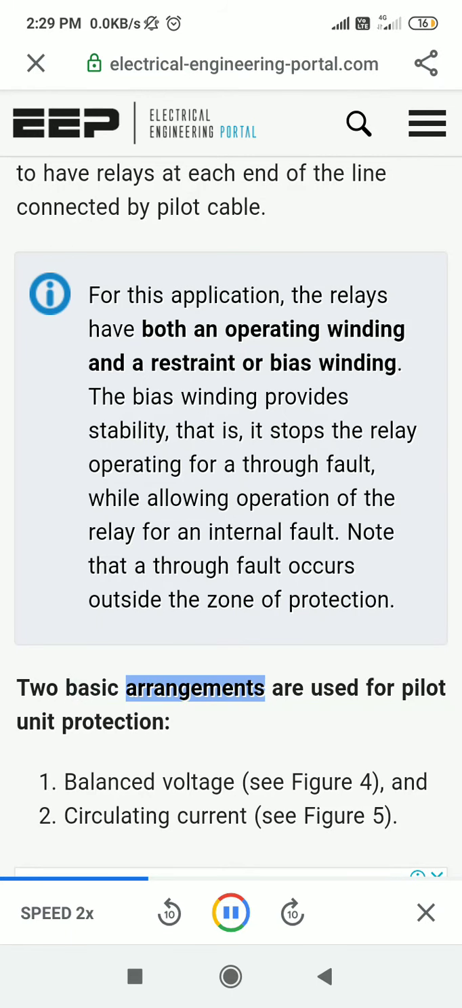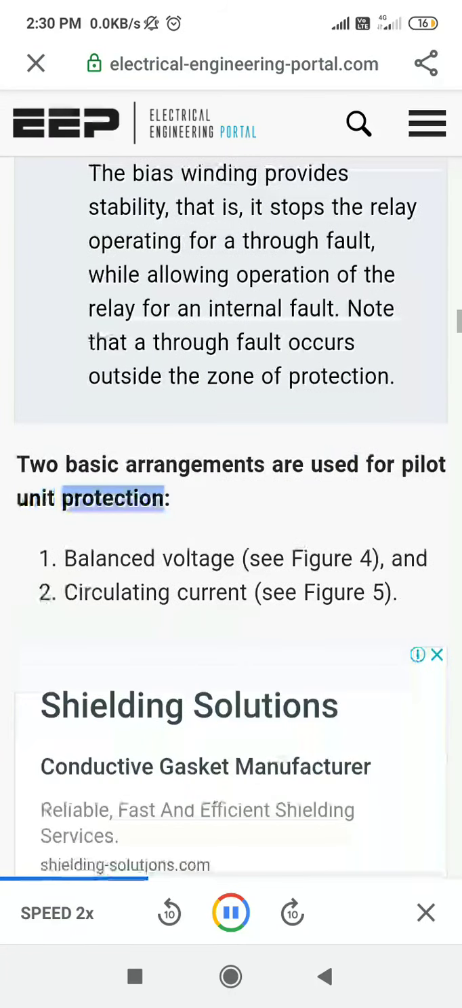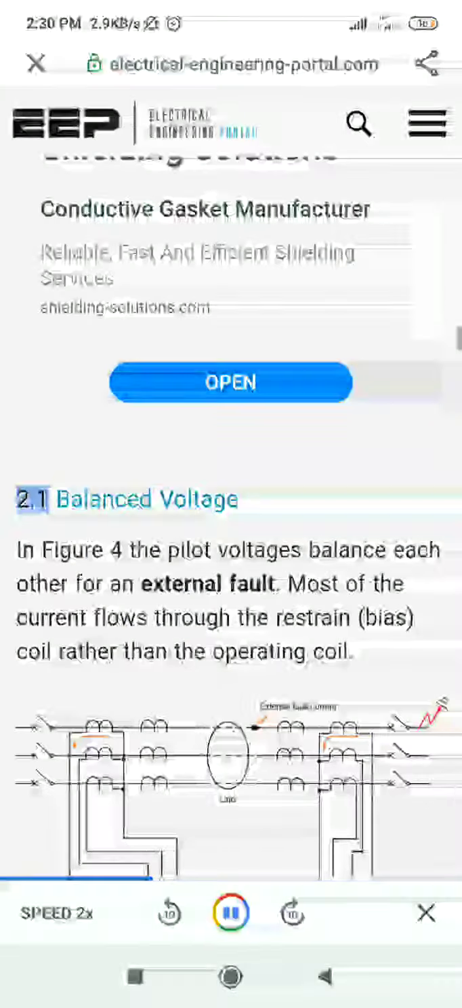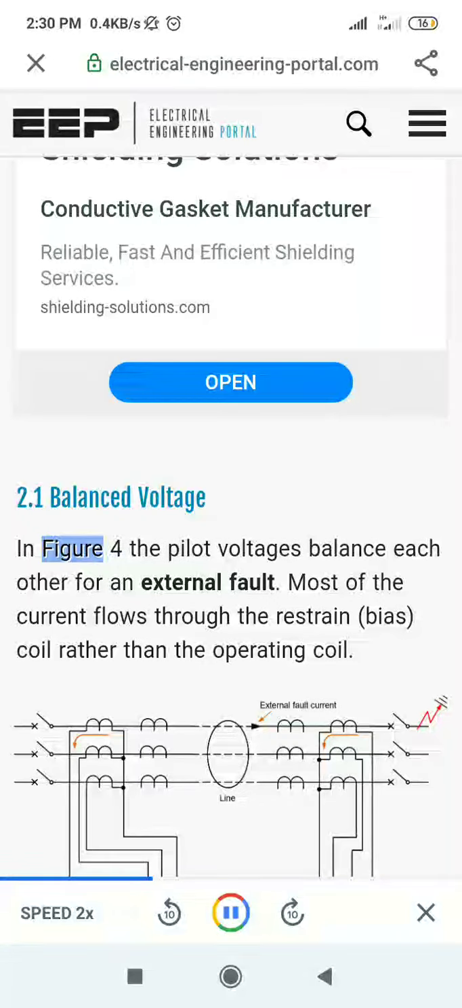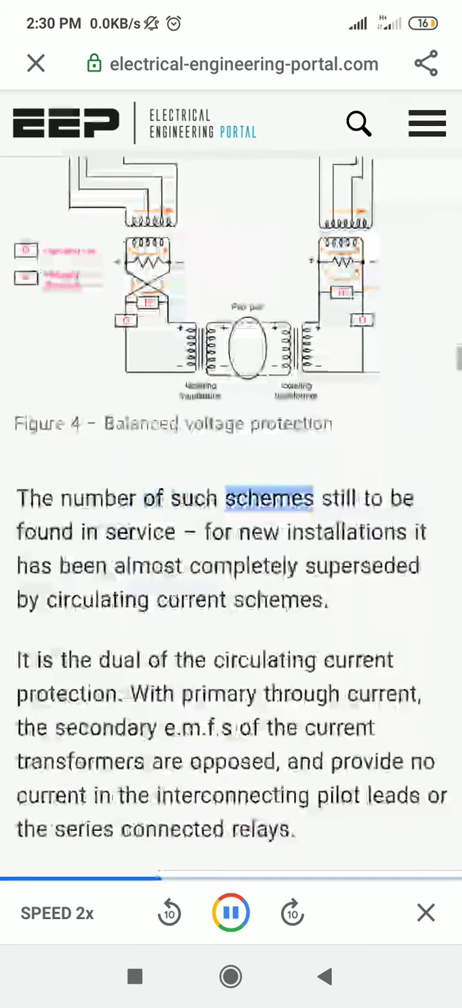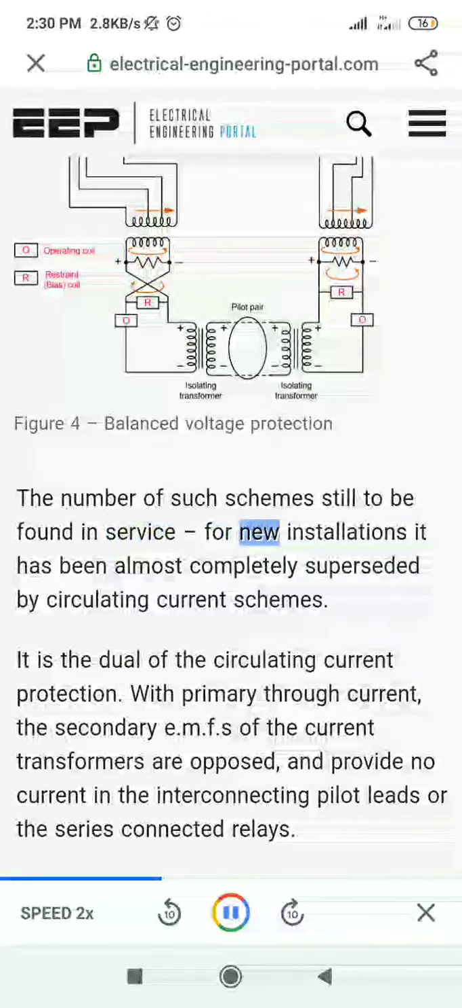Two basic arrangements are used for pilot unit protection: balanced voltage, see Figure 4, and circulating current, see Figure 5. 2.1 Balanced voltage. In Figure 4, the pilot voltages balance each other for an external fault. Most of the current flows through the restraint, or bias, coil rather than the operating coil. There are still a number of such schemes to be found in service. For new installations, it has been almost completely superseded by circulating current schemes.